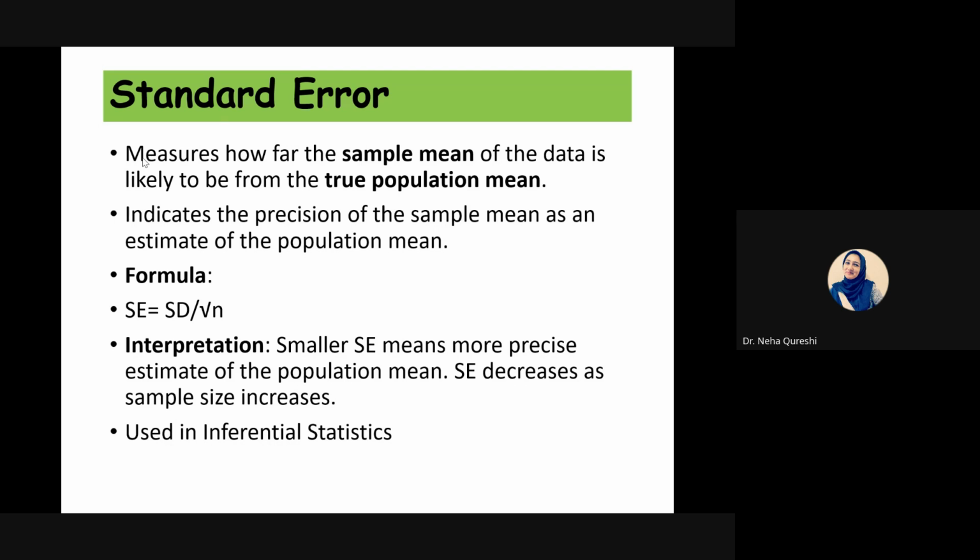It's not possible. So that's why we take a sample. Now our aim is that this sample has to be as close as possible to the true population. That difference is given by the standard error. If standard error is huge, that means your sample mean is far away from the true population mean. That means your sample is not a good representative of your population. But if standard error is less, that means you have a robust sample.